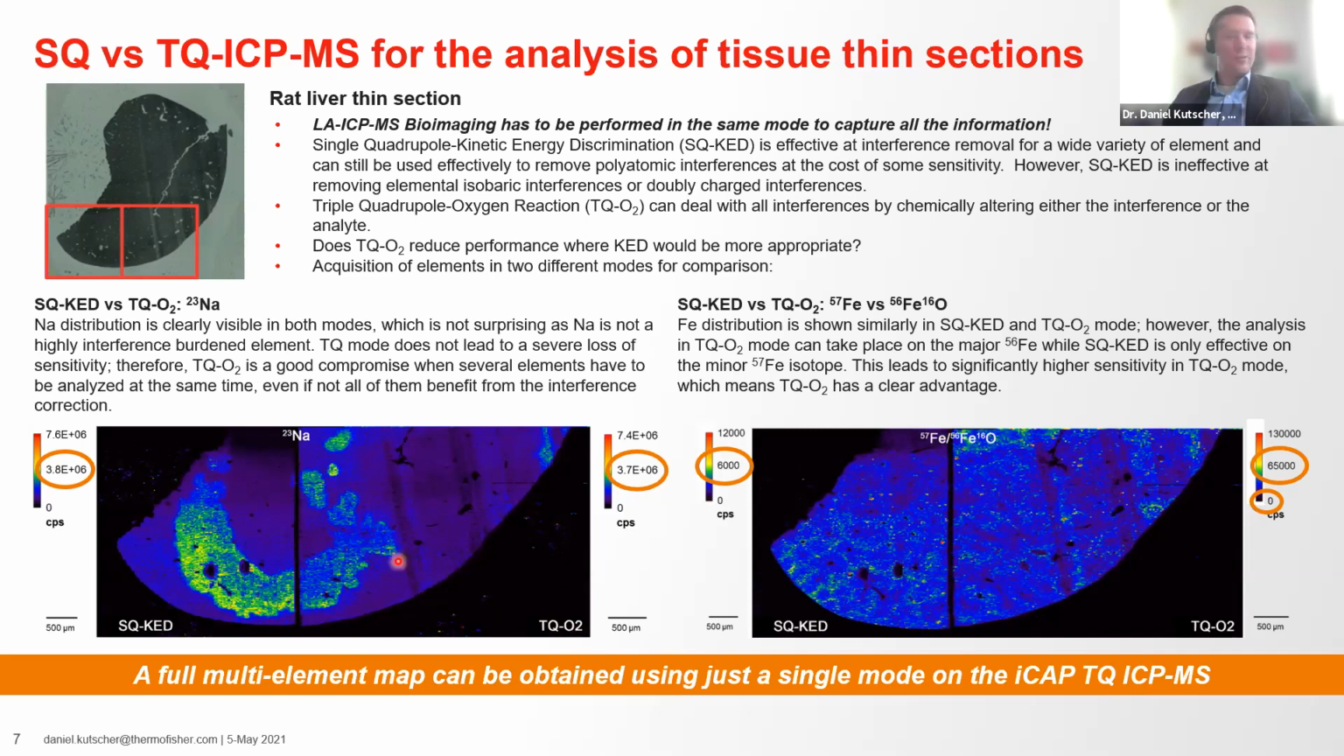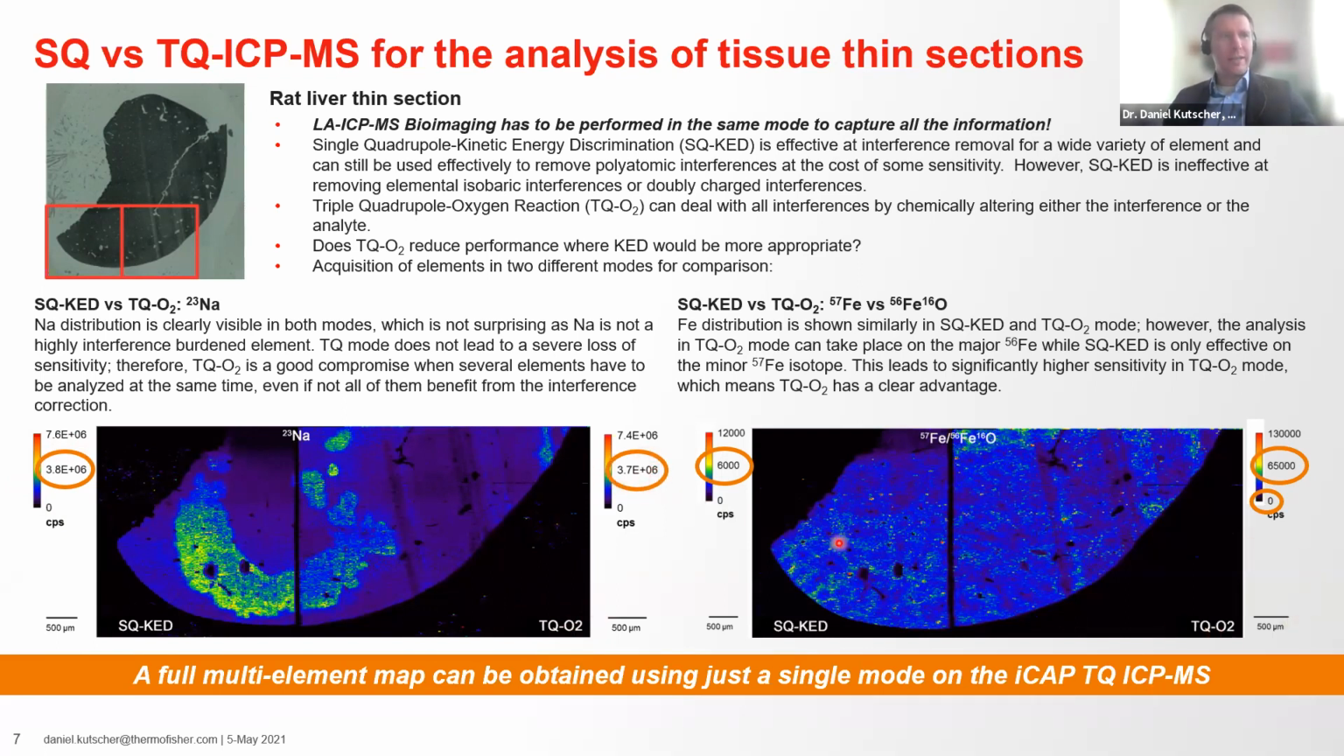The data that you can see here is for sodium, which is an element that you pretty much find everywhere. And here, it really doesn't make a difference whether you go for one mode or the other. There's also no particular reason to go for triple quad modes, there are no interferences that need to be eliminated. Nevertheless, the obtained sensitivity is very comparable in both cases.